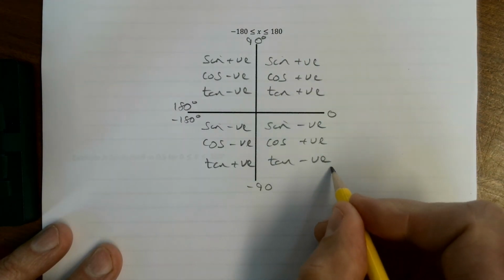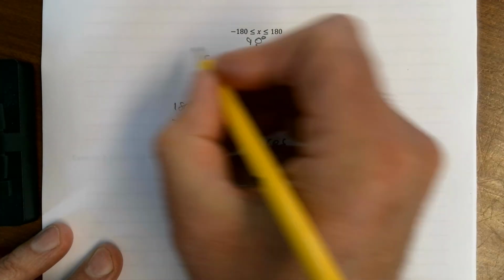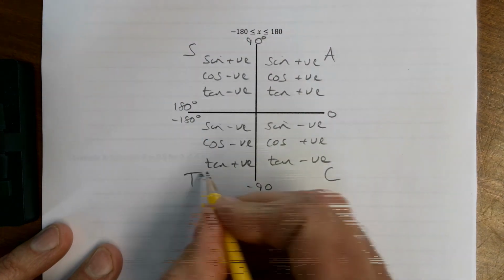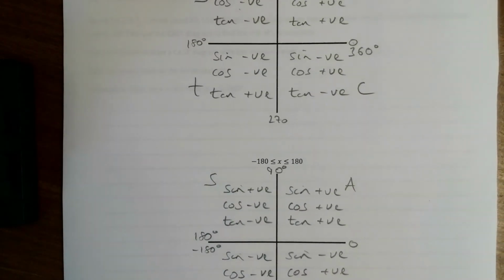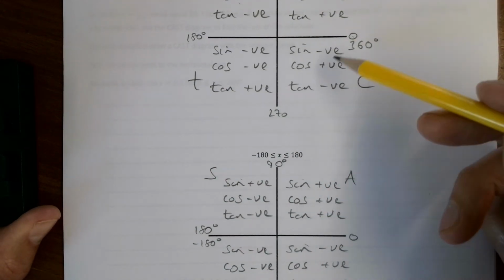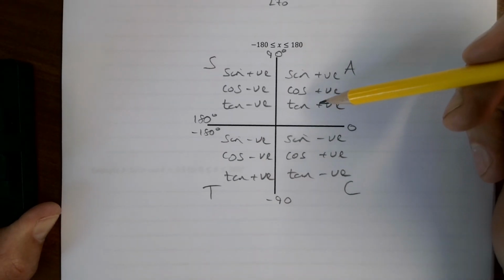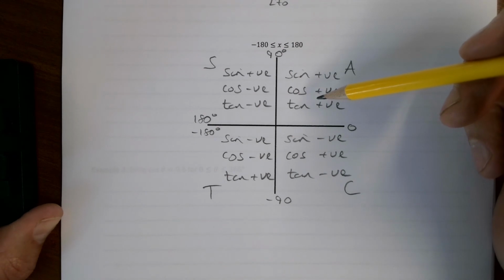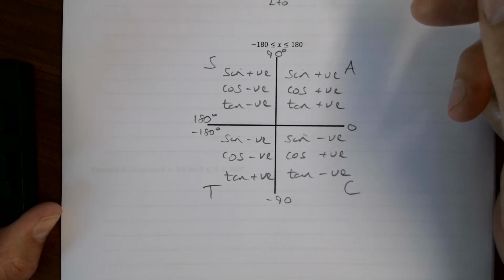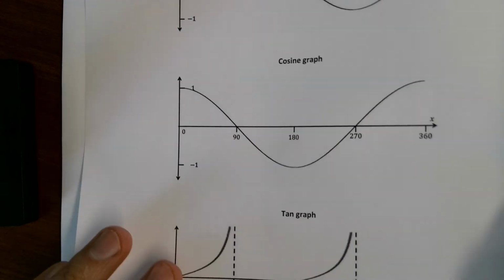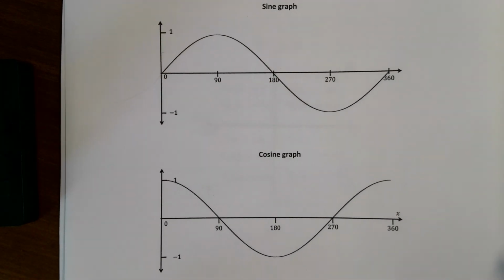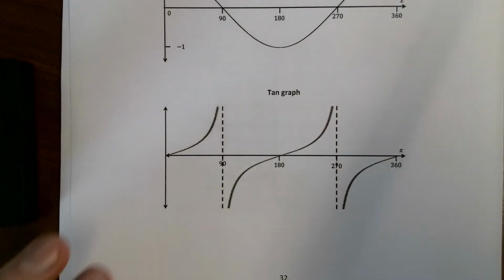Again, same thing as before. C, A, S, T. This will hopefully become a bit clearer in the next video, when we start to use this information to solve our trig equations. But what we've done here is our CAST diagram, and the CAST diagram comes from, of course, our three trig graphs: our graph of sine, our graph of cos, and our graph of tan.